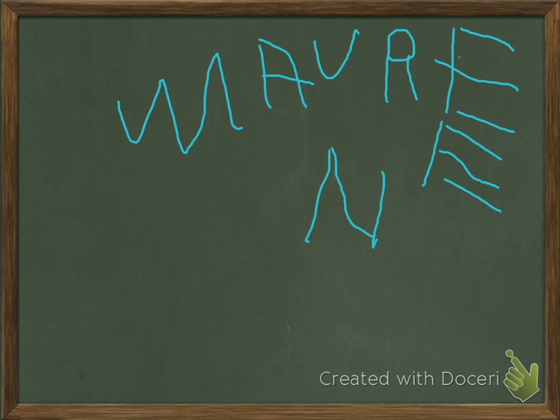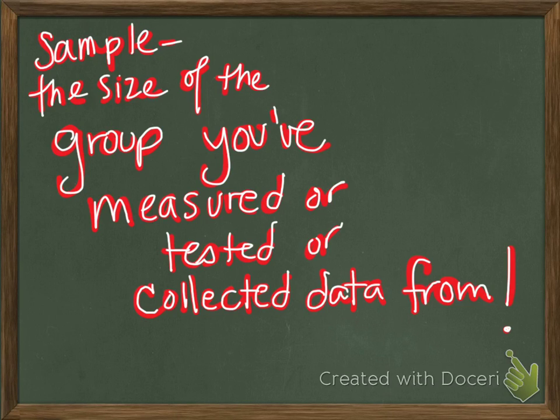A sample, and I'll write this down. I can't get rid of that. I'm sorry. A sample. Okay, so a sample is just the size of the group that you've measured or collected data or tested or whatever. What was our sample size in here? 22. You measured 22 humans.